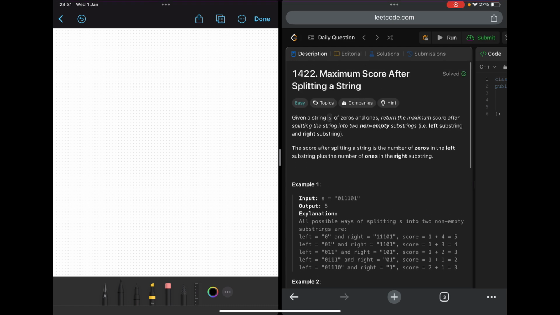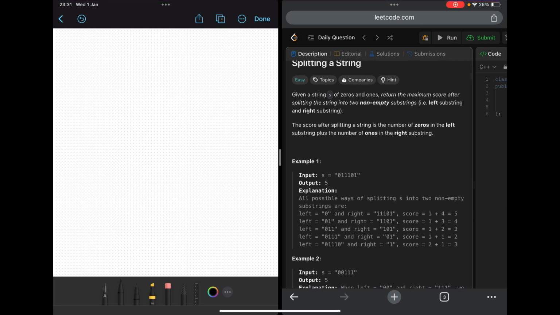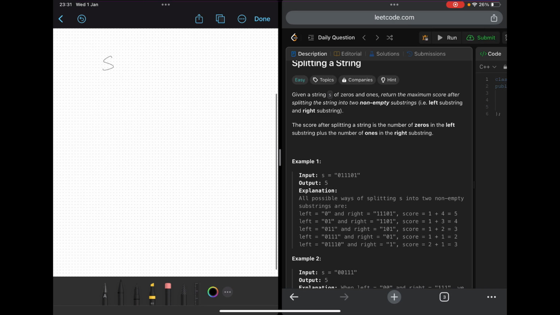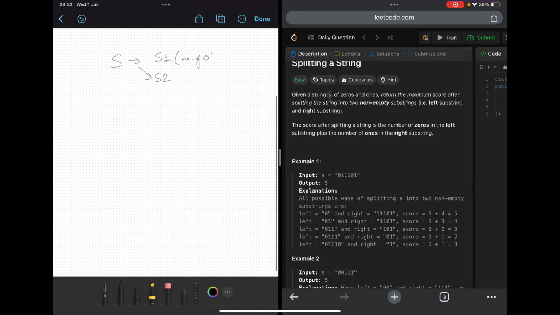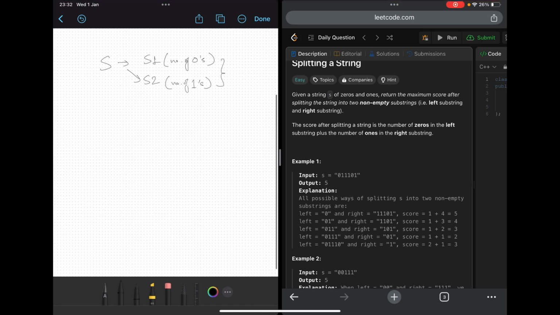So today's question is an easy one. We are given a string s, which needs to be divided into two substrings s1 and s2 so that the number of zeros in s1 and the number of ones in s2, I'm sorry, the summation of these two numbers is maximum.